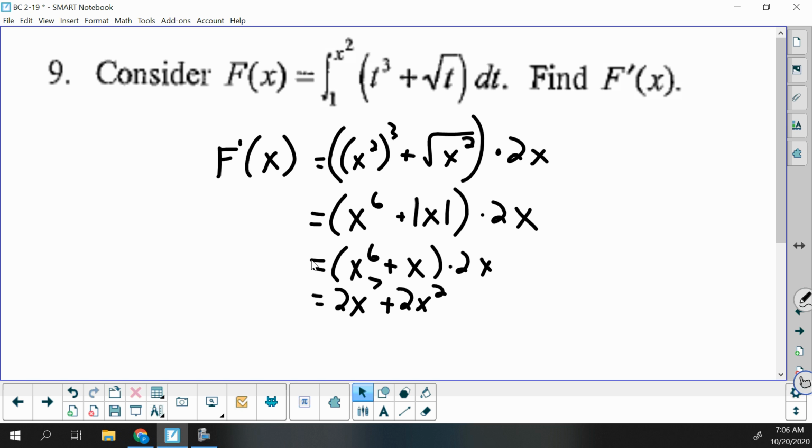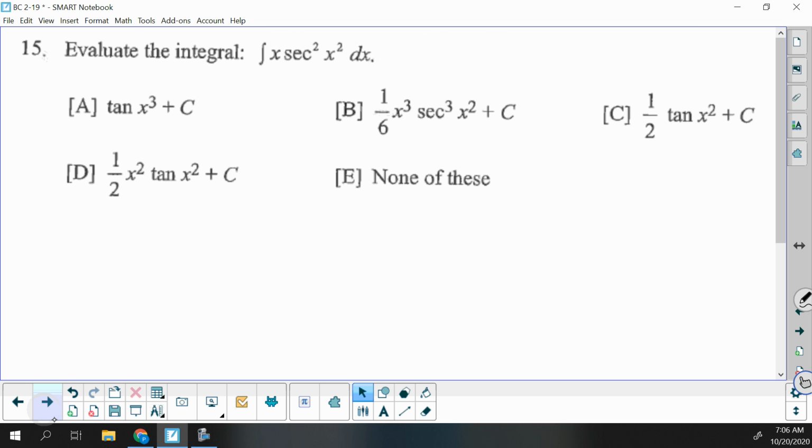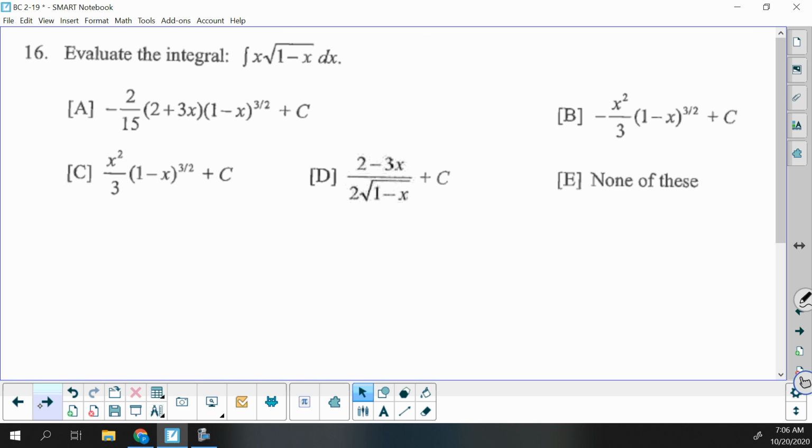Next one we're going to look at is 16. So we would want to do this with a u substitution. We'll let u equal 1 minus x. So du would equal negative 1 dx. So that's taken care of. That's going to be u to the half. This we need to multiply by negative 1. So negative 1 du is going to be dx. So that's taken care of.